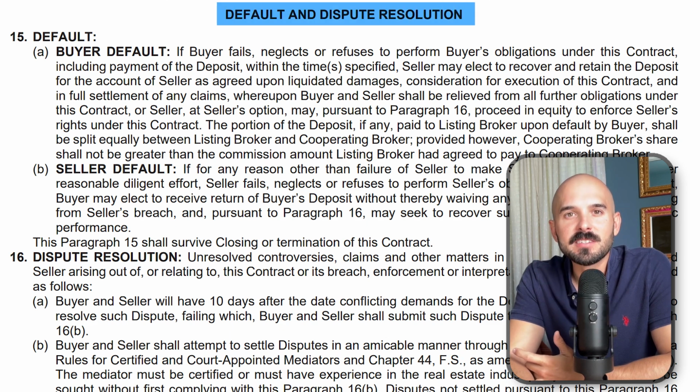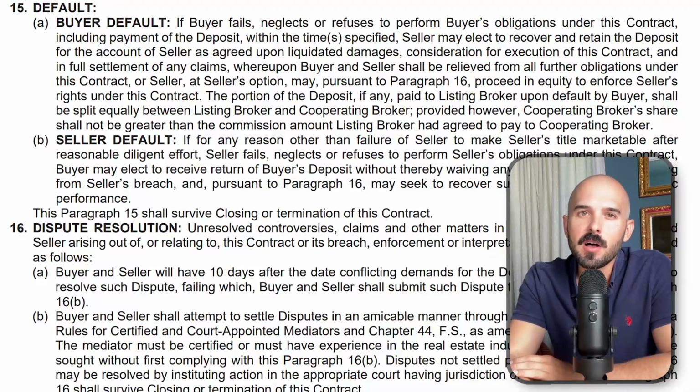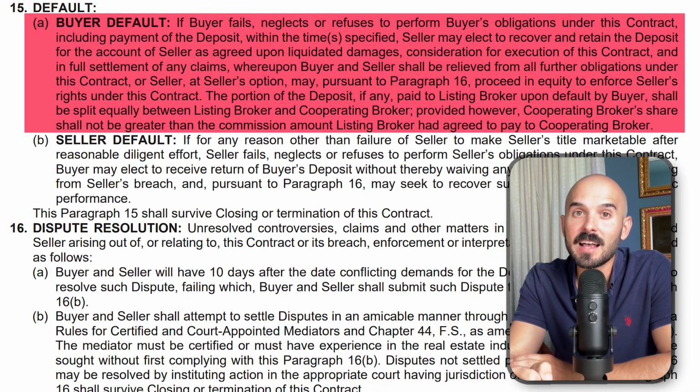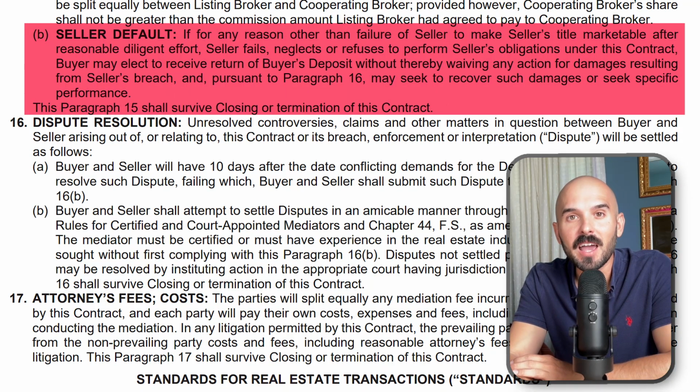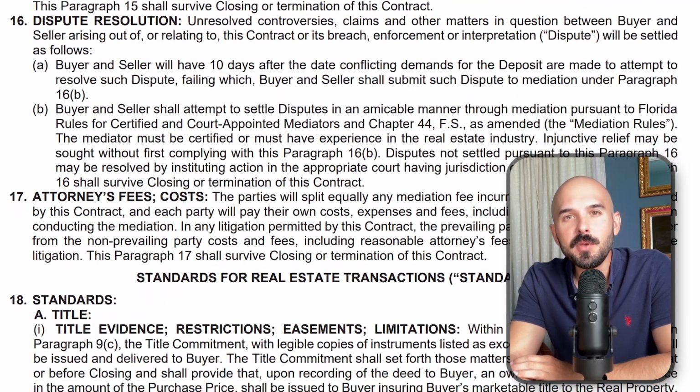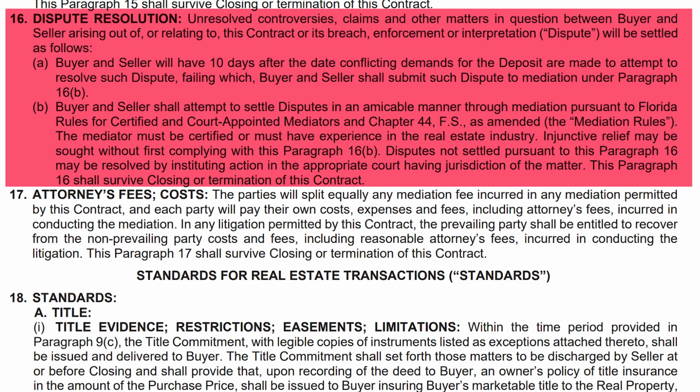The default section specifies remedies if the buyer or seller defaults on the contract. If the buyer defaults, the seller may retain the buyer's deposit as liquidated damages. If the seller defaults, the buyer may be entitled to a return of their deposit and potentially seek additional damages. The dispute and resolution section outlines the process for resolving any disputes that arise during the transaction. Typically, this involves mediation as the first step, followed by arbitration if mediation fails. This structured process helps avoid lengthy and costly litigation.